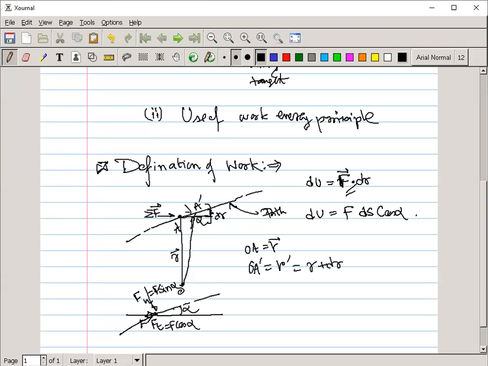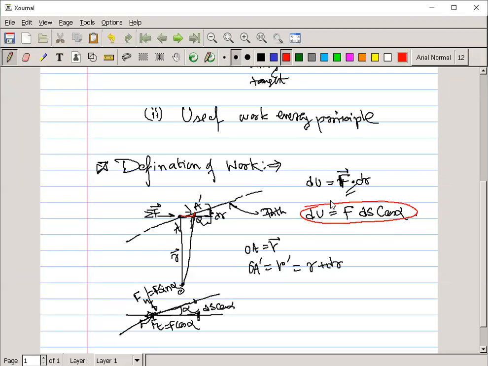Clear? We take the small displacement as ds, so this length is ds cos alpha. So the work done is F ds cos alpha. This is the formula to find the work done by forces acting on a particle.